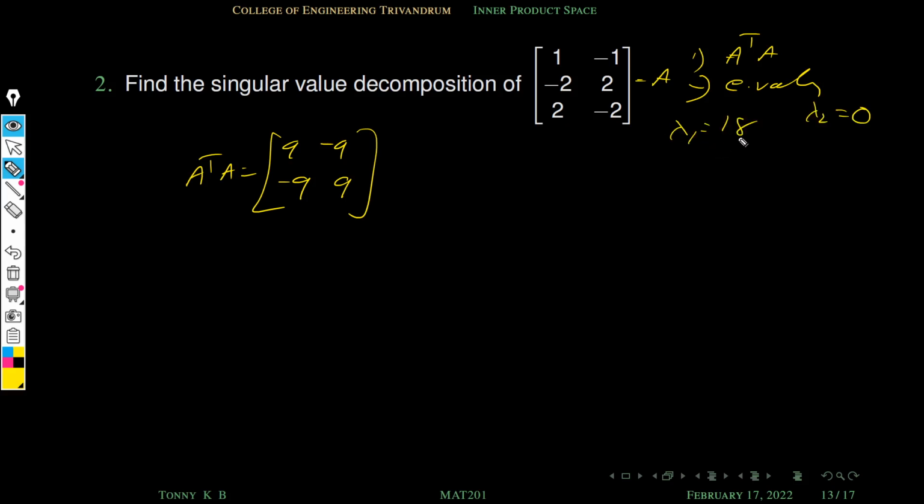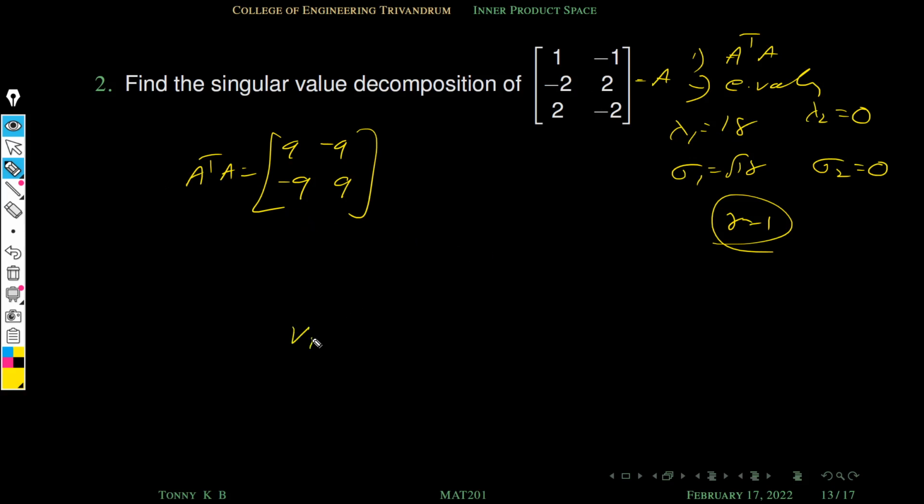And these are the eigenvalues, 18 and 0. 18 and 0 are the eigenvalues of this matrix. Okay. So what are the singular values? Yes, this is root 18 and this is 0. So these are the singular values. So it has only one non-zero singular value. So here r equal to 1. That's true because the rank of this matrix is also 1. Okay. Then what is the next step?